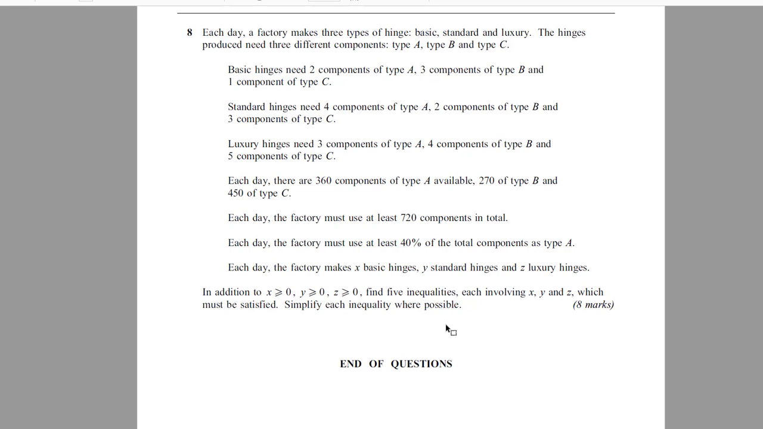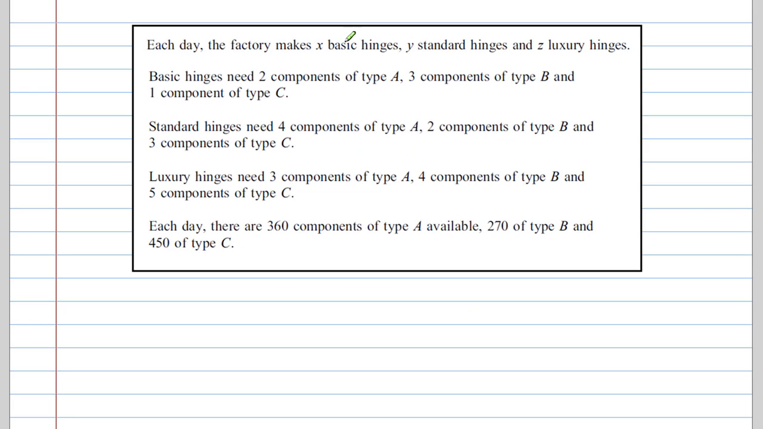So first of all, I'm going to find 3 inequalities using the information it tells me about how to make basic, standard and luxury hinges. But before I start, the first thing I need to do is look through and say, what do my decision variables represent? That's on this line at the bottom here, which says each day the factory makes X basic hinges, Y standard hinges and Z luxury hinges. So for the decision variables, be careful with the language you use. X doesn't represent basic hinges, it represents the number of basic hinges that you manufacture. The same with Y. Y is the number of standard hinges and Z is the number of luxury hinges.